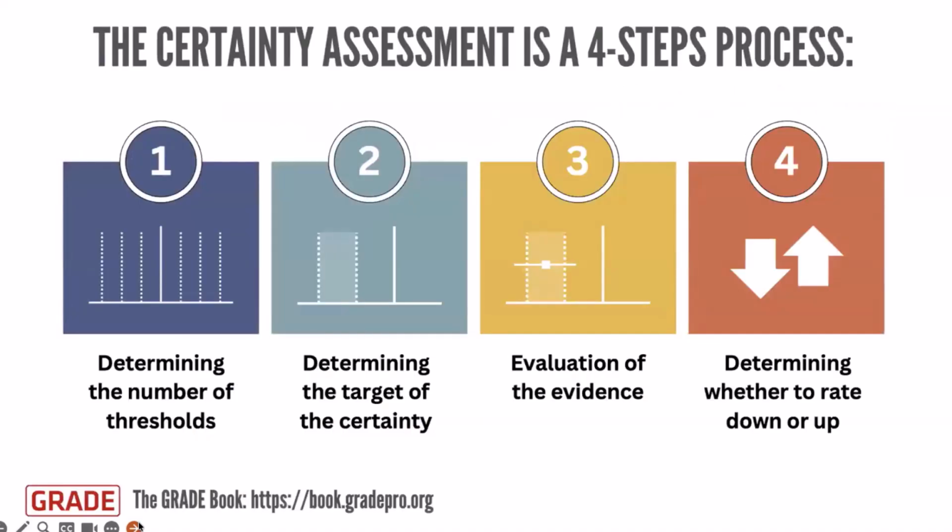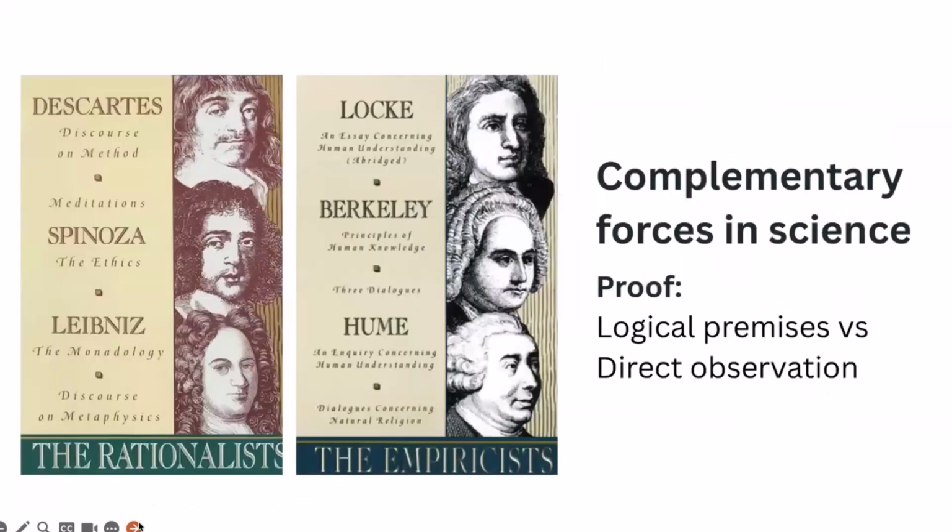So certainty assessment, 4 steps. We determine the number of thresholds, where these thresholds are. Then we say, where is the target of the certainty rating, evaluate the evidence, and determine whether to rate up or down. One important, and this is a kind of philosophical consideration, is you may be familiar with this, but in science, there are 2 complementary forces, the rationalists and the empiricists. So for example, in medicine, I'm an internist as well, rationalists rely a lot on physiology, on pathophysiology. And empiricists say, well, that's all fine and good, but we want to see what the data shows.